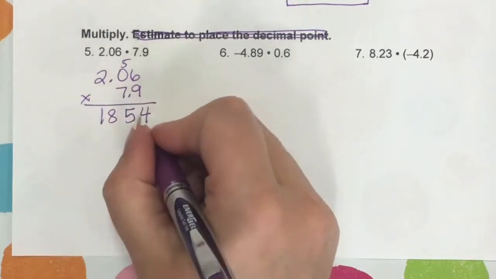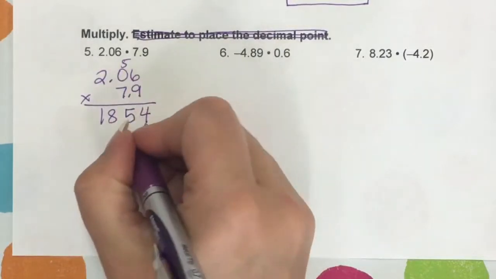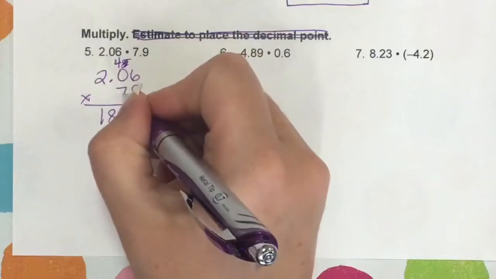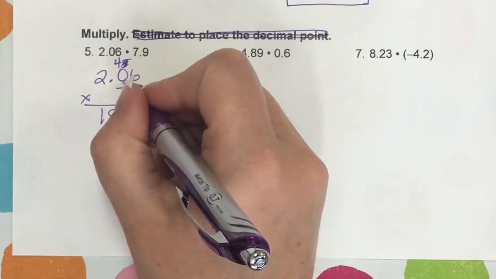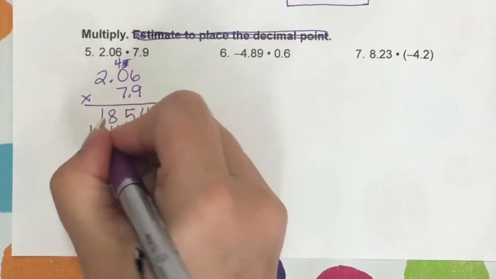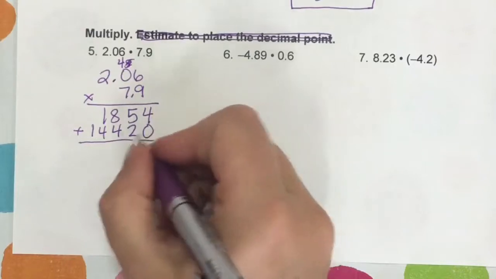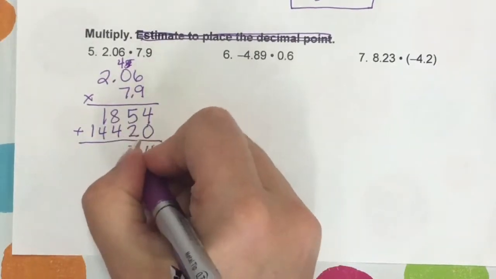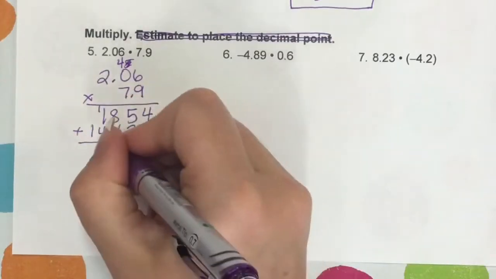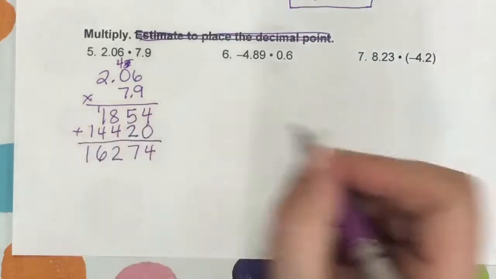Okay, now I'm doing the tens place, so I have to put that 0 in the ones place. 7 times 6 is 42, so write the 2, carry a 4. 7 times 0 is 0, plus 4 is 4. 7 times 2 is 14. And then I add. 4 plus 0 is 4. 5 plus 2 is 7. 8 plus 4 is 12. Write the 2, carry the 1. 4 plus 1 is 5, plus 1 is 6. And then that 1 drops down.